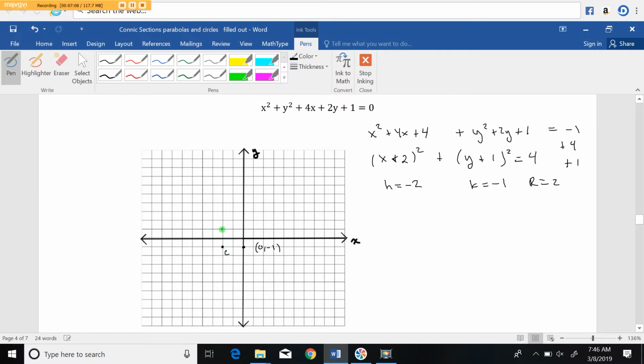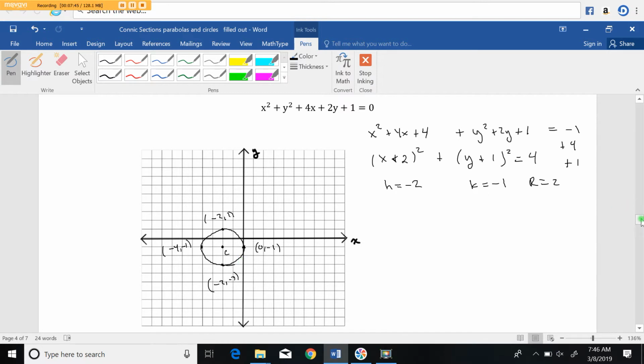2 up, that one would be negative 2, 1. 2 left. Let's see, that one's going to be negative 4, negative 1, and 2 down. And that one's going to be negative 2, negative 3. And now we'll connect the dots. Not the best circle I've ever drawn, but we'll call it good enough for now.